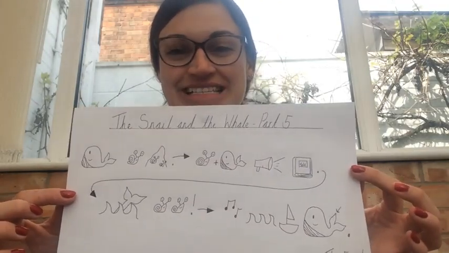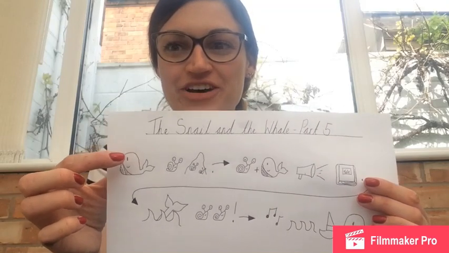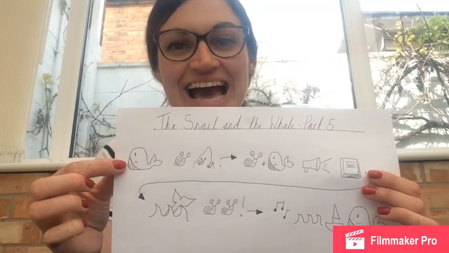I'll give you a few seconds now to have a quick look at the map. So our first sentence starts here today, and it looks like this. The whale took the snail back to the flock on the rock. Let me do that again. The whale took the snail back to the flock on the rock.